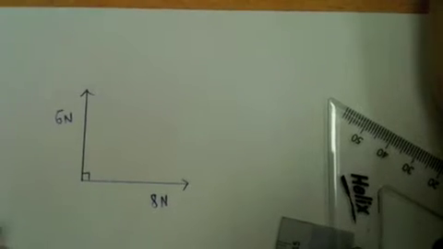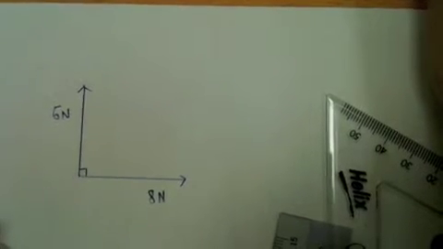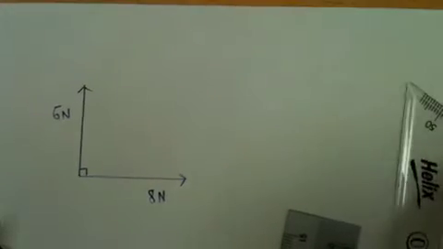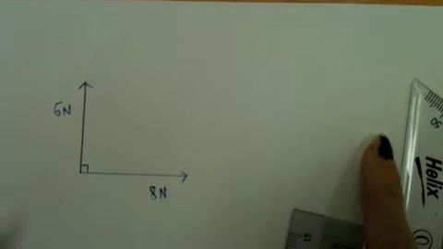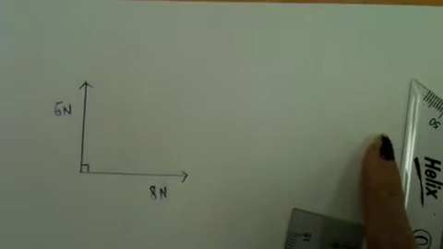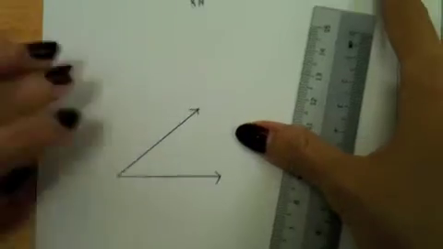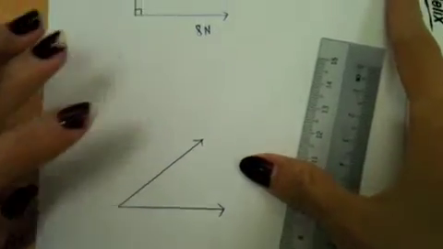Okay, now we're going to learn how to draw a vector diagram. Now, vectors are divided into two kinds of questions. You can have a 90-degree vector. You can also have an angled vector. I'm going to show you how to complete the 90-degree vector first.